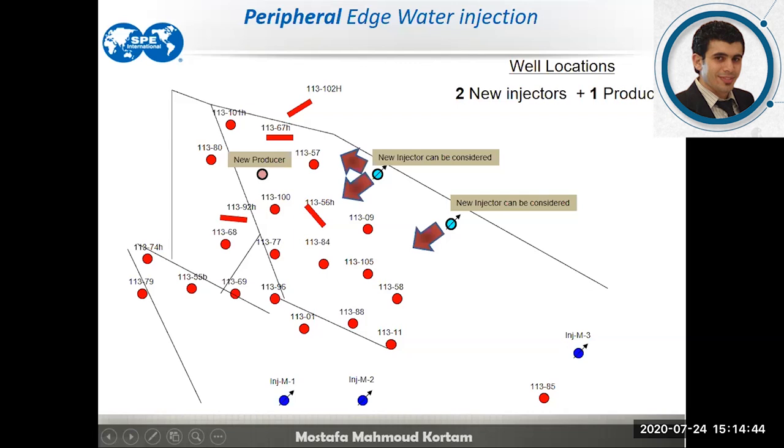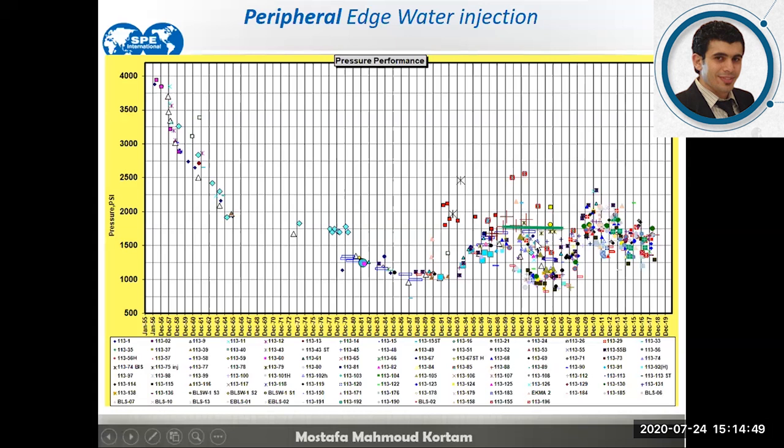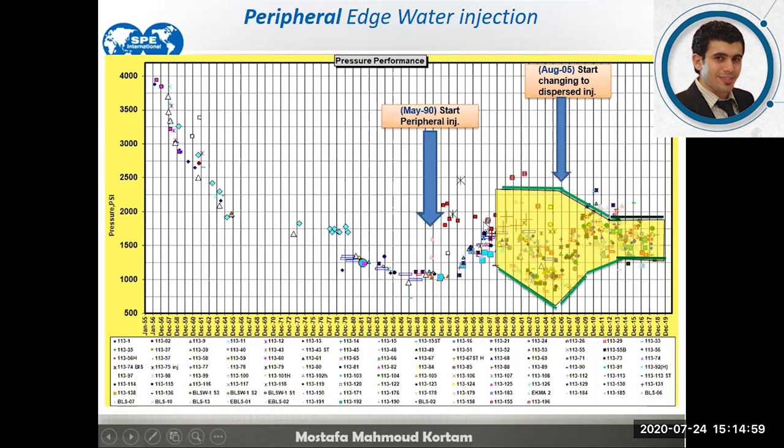So these are the water pressures, and that is the static or shut-in pressure of each well. And this is the performance of the injection. You would find here the start of the peripheral water injection. So they had an increase in the reservoir pressure, but it was followed by a big discrepancy between the upper pressure limit and the lower pressure limit, where it fell below the bubble point.